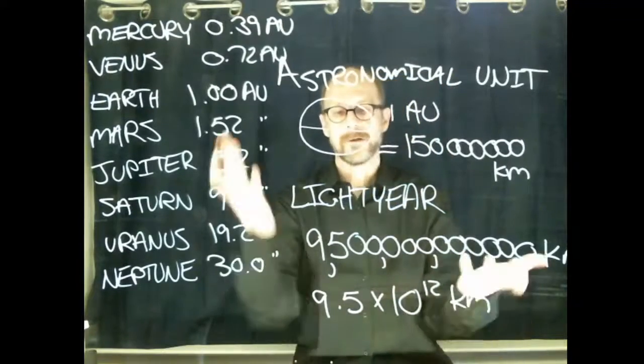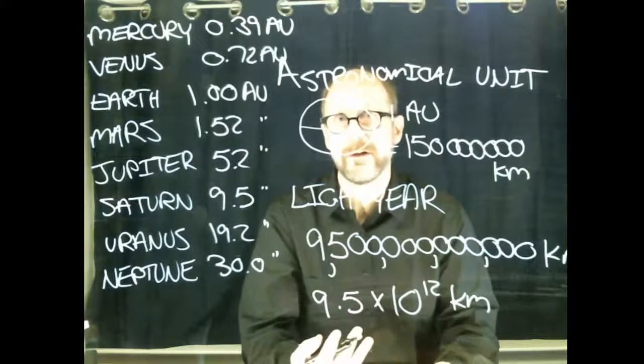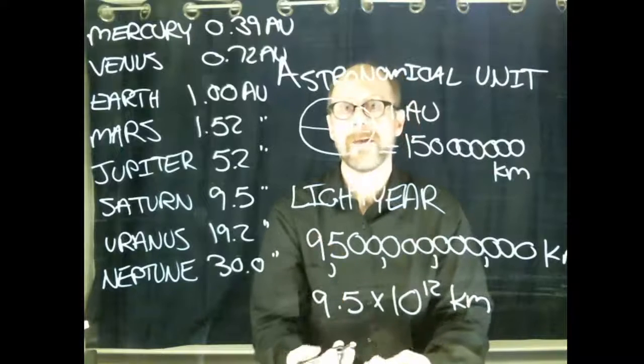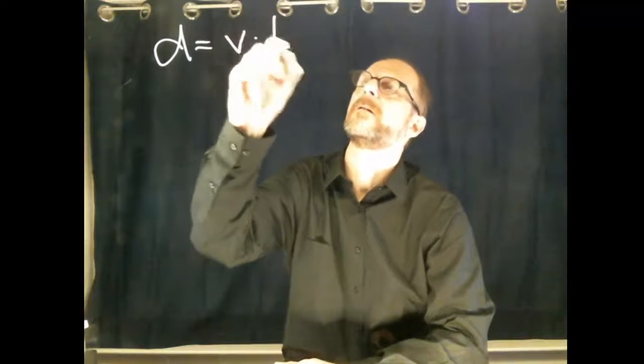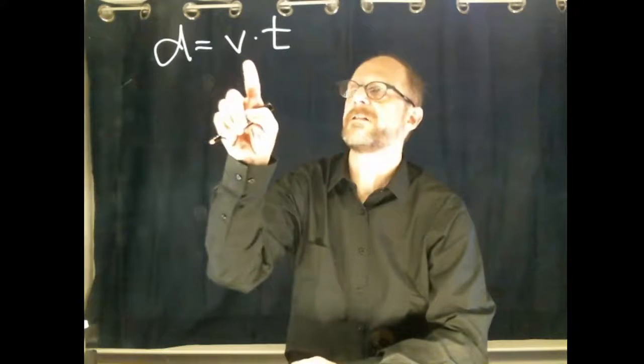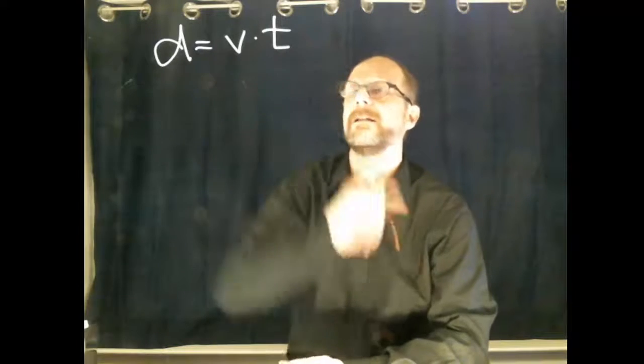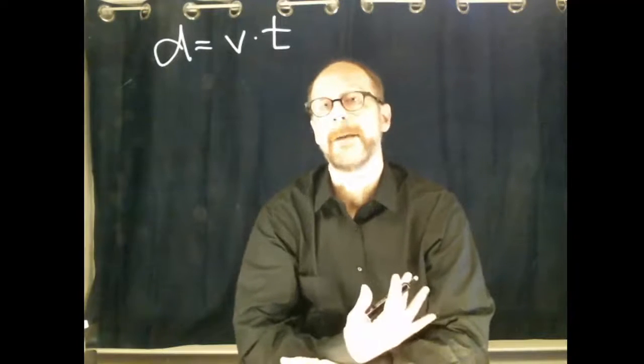Now, where did that come from? Let's go ahead and do the calculation real quick to show where that number comes from. The basic relationship between distance, velocity, and time is this. D is distance, velocity is v, you might also say speed, that's fine, and T is for time.